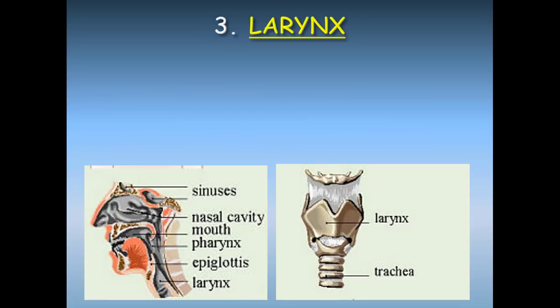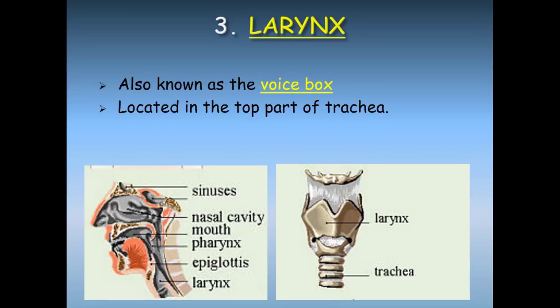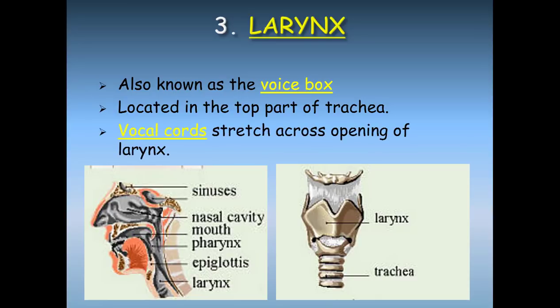The third structure we're going to look at is the larynx, which comes right after the pharynx. Your larynx is your voice box. It is located at the top of the trachea, and this is where the vocal cords are. They actually stretch across the opening of the larynx. We're not going to go into details about how your voice box works or how the larynx works, but I want to point out the epiglottis, which sits directly above the larynx.